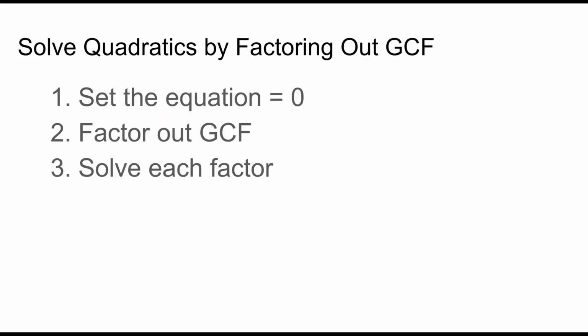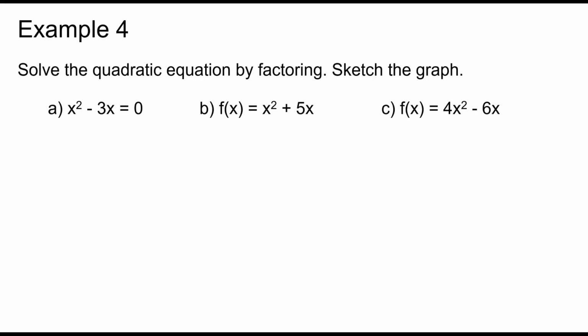So to solve quadratics by factoring out the GCF, we're going to start by setting it equal to 0, factor out the GCF, and then solve each factor. So we're going to solve each quadratic equation by factoring, and we're going to sketch the graph in these examples.